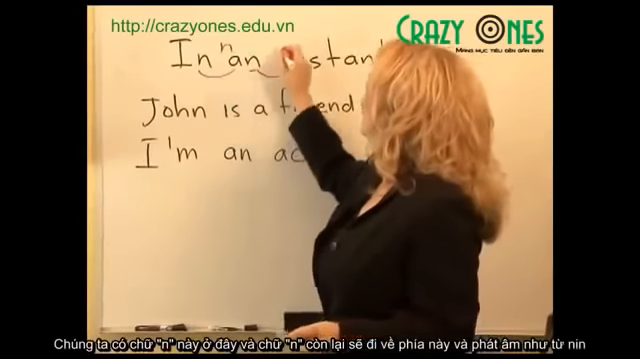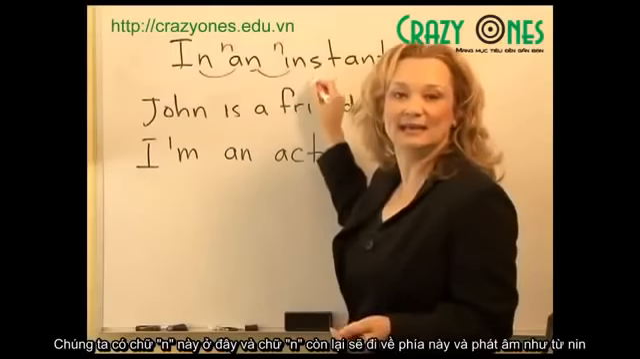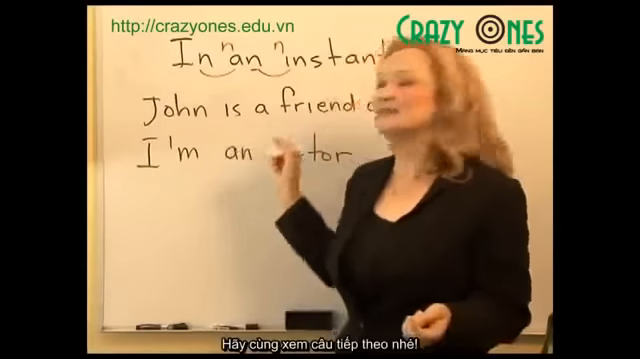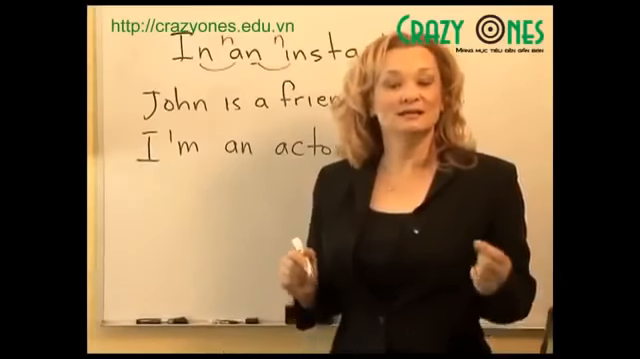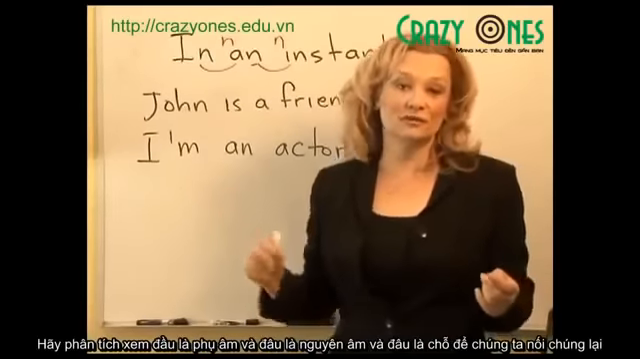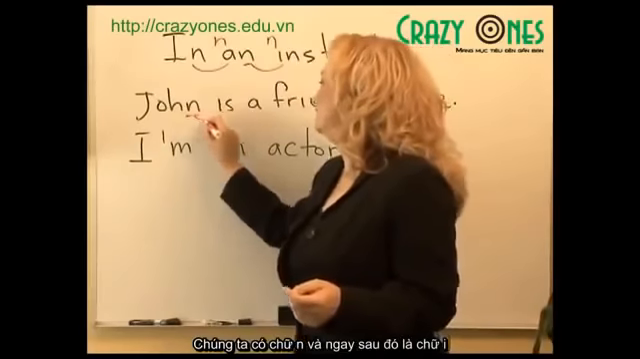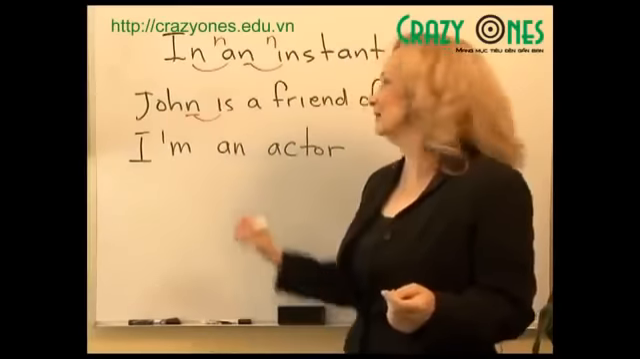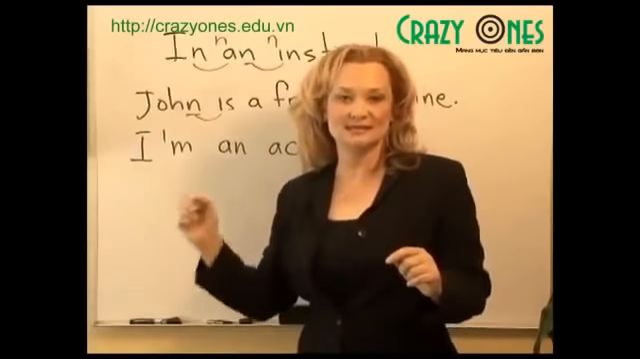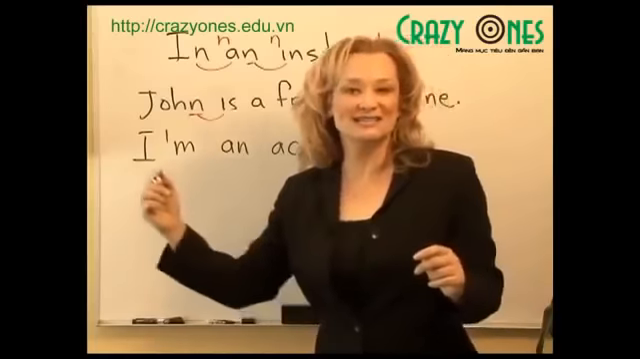So we have the N over here, and we have the N joined to this part. It sounds like nin. One more time. In an instant. Let's take a look at another sentence. Let's analyze where are the consonants and where are the vowels. Where are the opportunities for us to link? We have an N followed by an I. Therefore, we don't say John is, John is. We link it and we say John is.